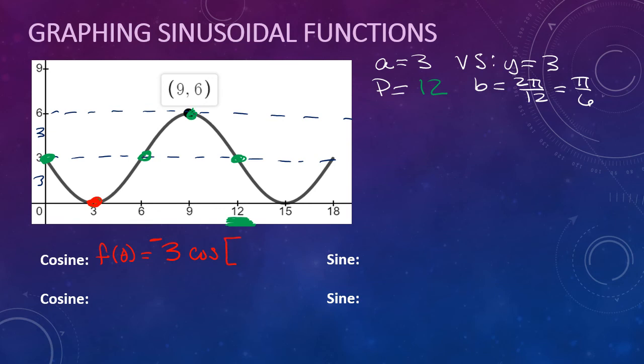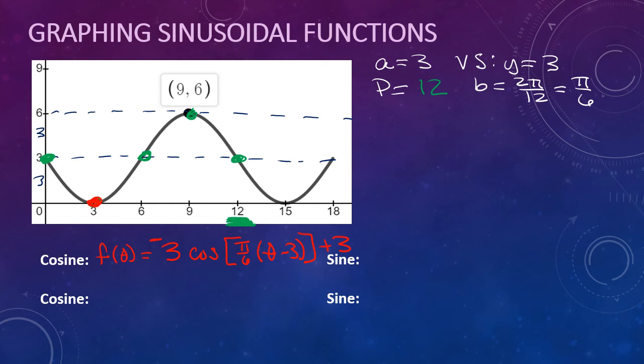I do have a phase shift. My frequency or my b value is pi over 6. I'm starting at 3, so this will be theta minus 3. And then I will add my vertical shift.